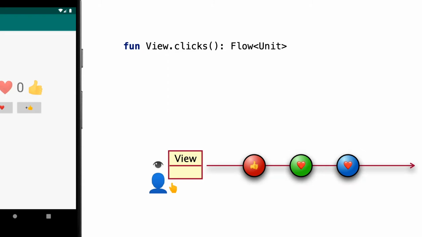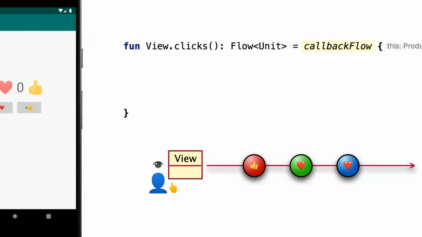But if you think about it, it makes sense. Android clicks themselves don't actually carry any extra data. The only thing you need to know about them is that they actually happened. So by emitting a unit, we're basically telling the system something happened, and I don't have any parameters to give you, but you need to handle this.